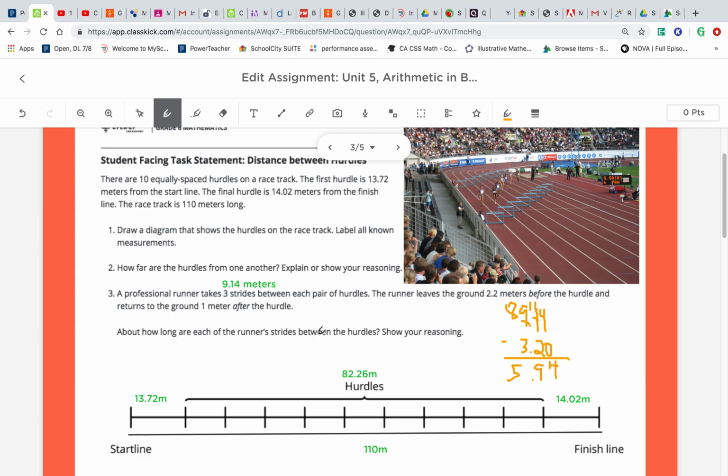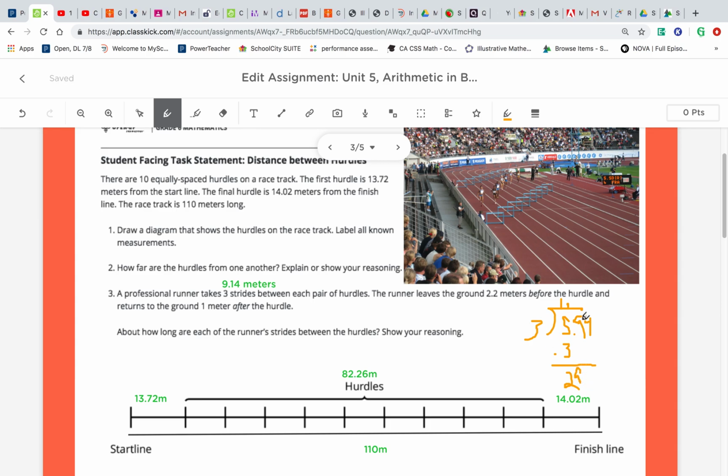And then to find out how long each of those strides are, we need to divide 5.94 by 3. So let's go ahead and do that. So 5.94 divided by 3. And let's see what we get. All right, so we're going to bring our decimal point up here first. Remember that. 3 goes into 5 one time. 1 times 3 is 3. 5 minus 3 is 2. And then we can bring down our 9.